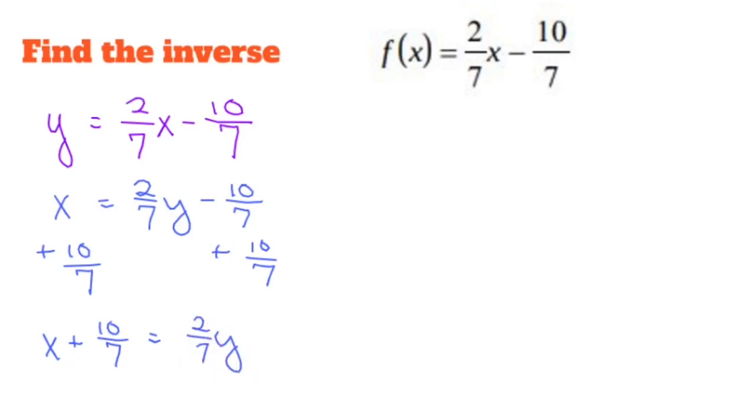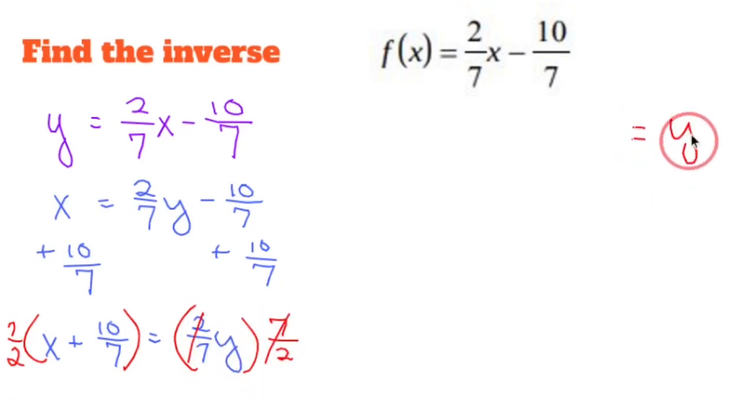Now I still have to get y all by itself, so what I'm going to do is multiply both sides by this reciprocal here, which is 7 over 2. I'm going to multiply both sides by 7 over 2, so I've got distributive property going on, but that allows y to be all by itself. Okay, so y is now all by itself on the right.